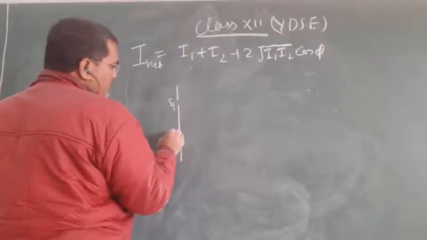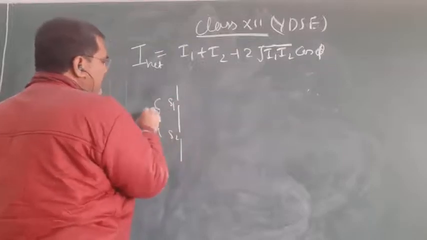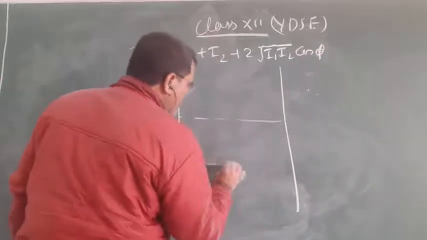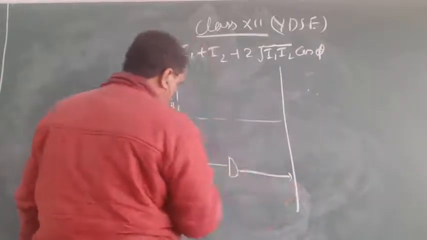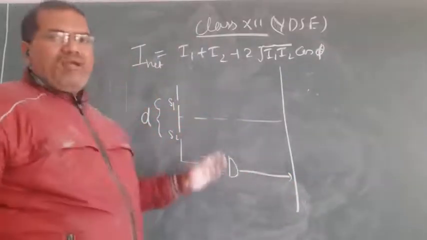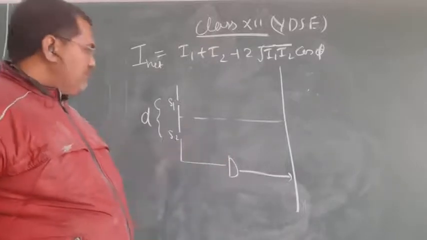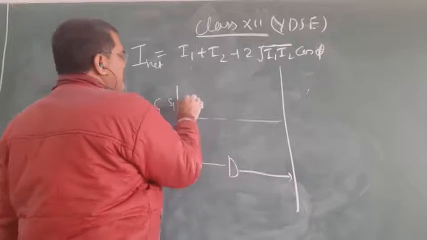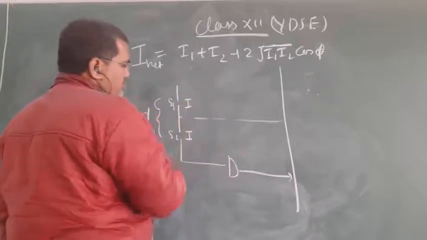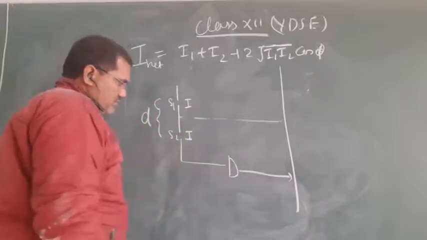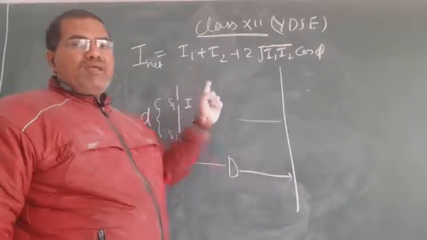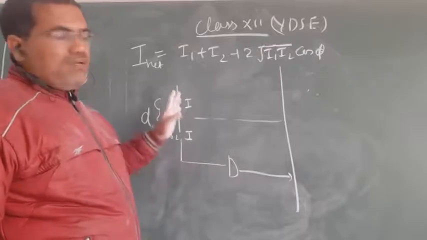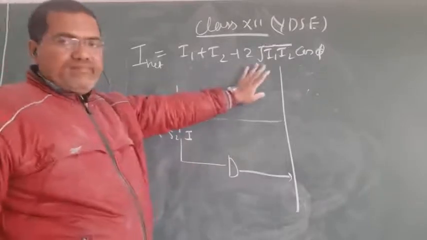This is S1, this is S2. Distance between them is d and this is the screen. Distance between them and the screen is D. We have already told you. This is a general formula, when the intensity of S1 and S2 is different, then this formula will occur.